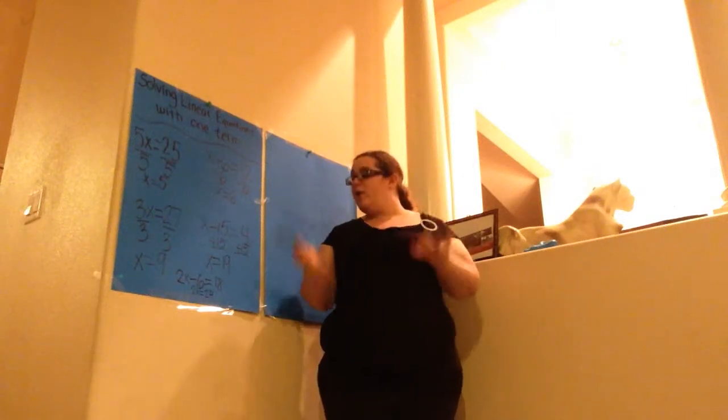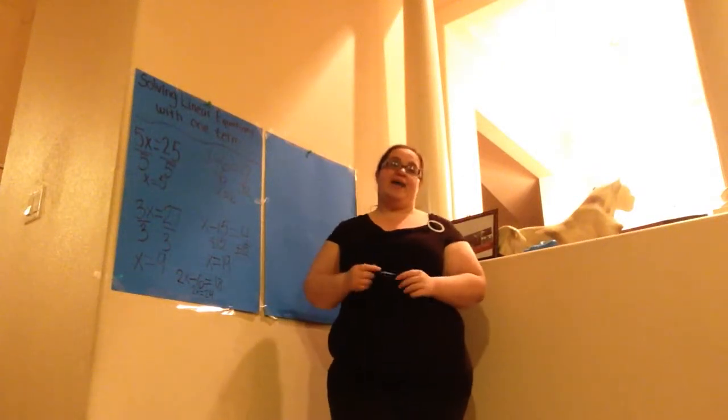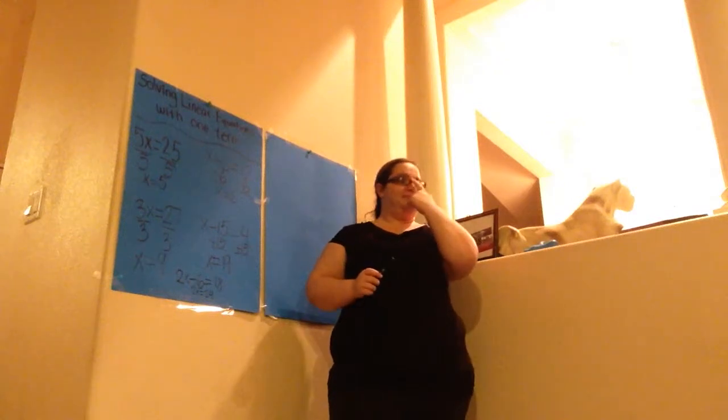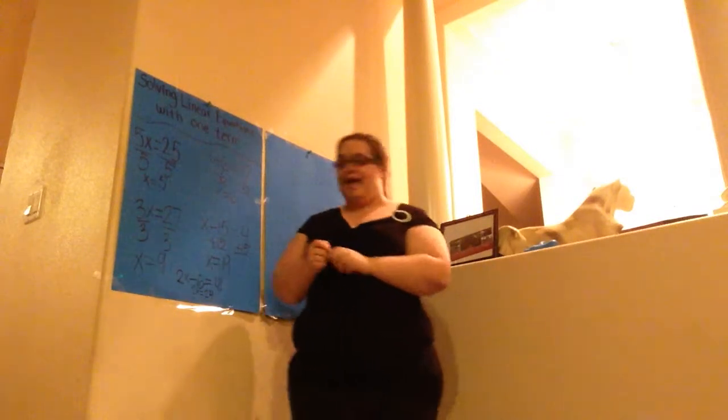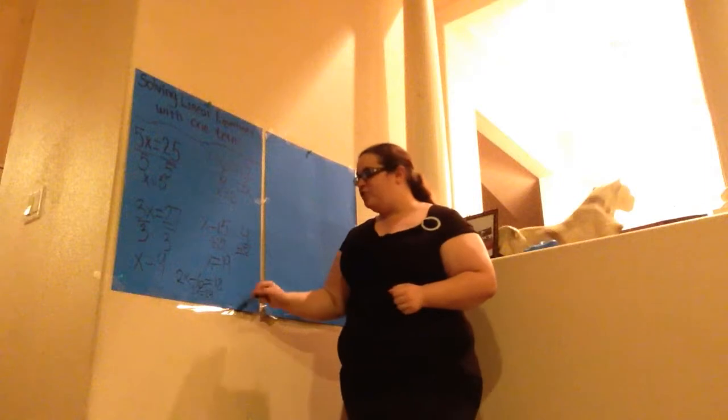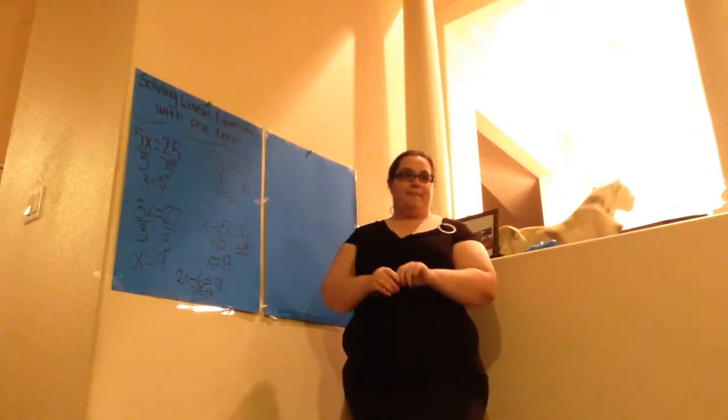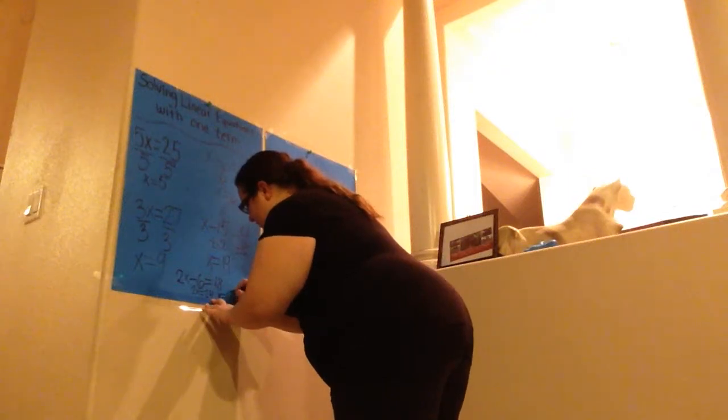Michaela? Divide. We're going to divide. Very good. What are you going to divide by, David? 2. You're going to divide 2 on both sides to get x by itself. So once we divide by 2, what are we going to get? X equals what? 12. Very good. So that is your final answer.